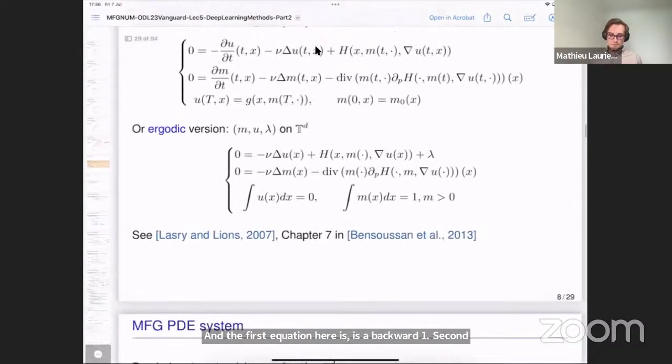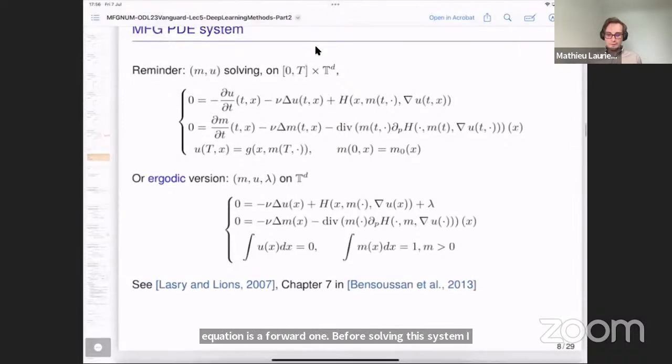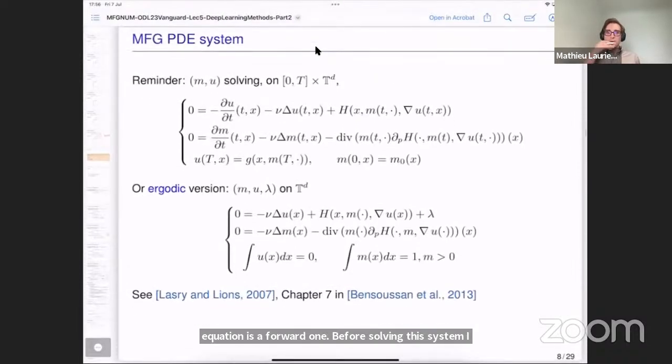Before solving this system, I will start with the ergodic version. I think in the third lecture, probably Francois had a question about the ergodic system. I said that if you have a solution for the ergodic problem, you can use that as an initialization for the time-dependent problem. And vice versa, if you have a solution to the time-dependent problem, you take the solution around the middle of the time horizon, and very often it's a good guess for the ergodic solution.